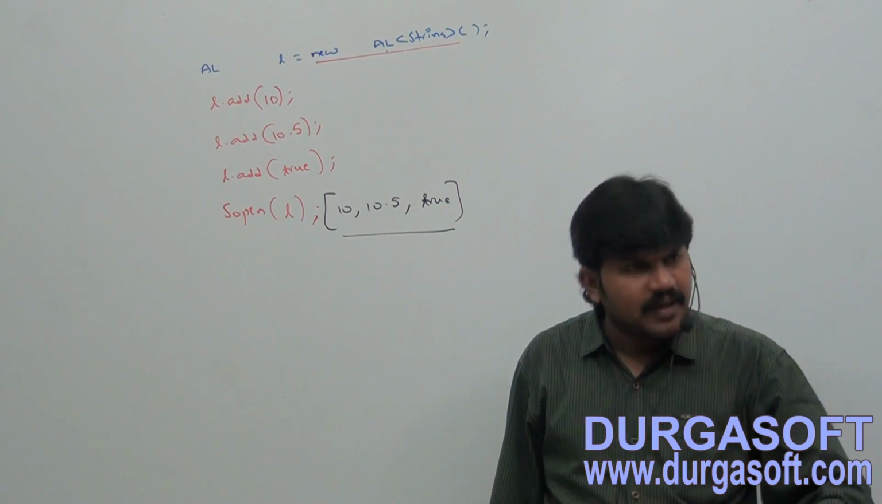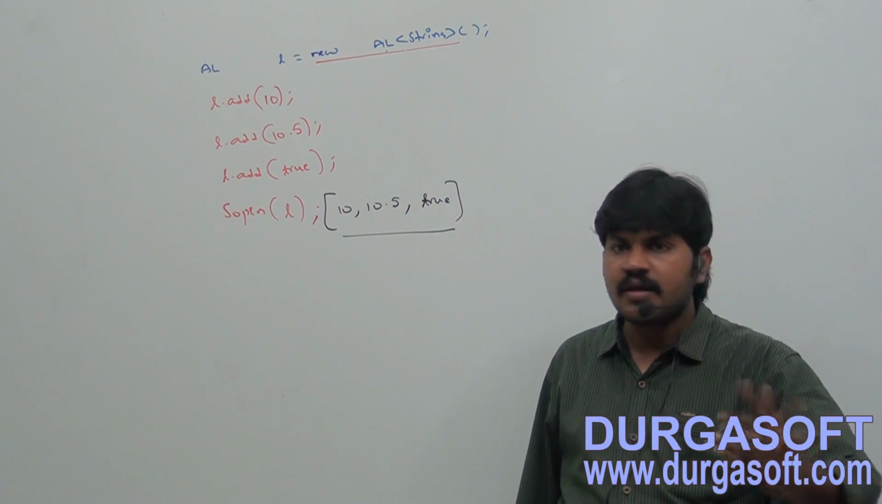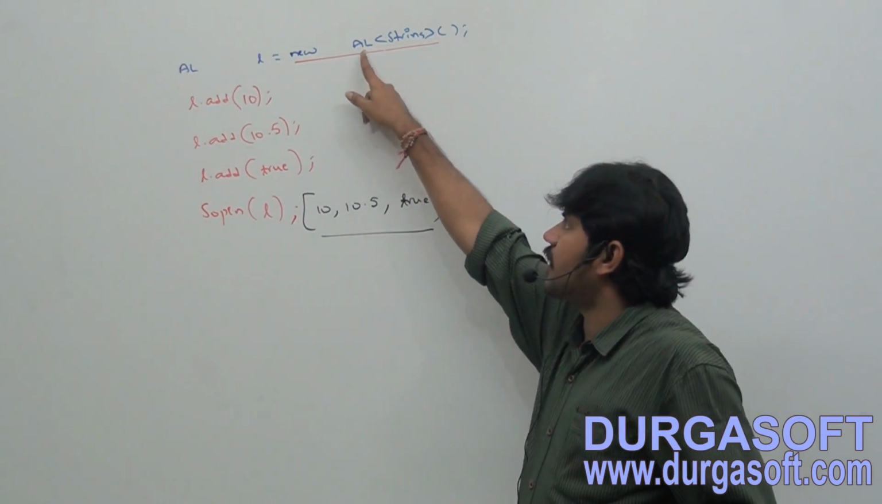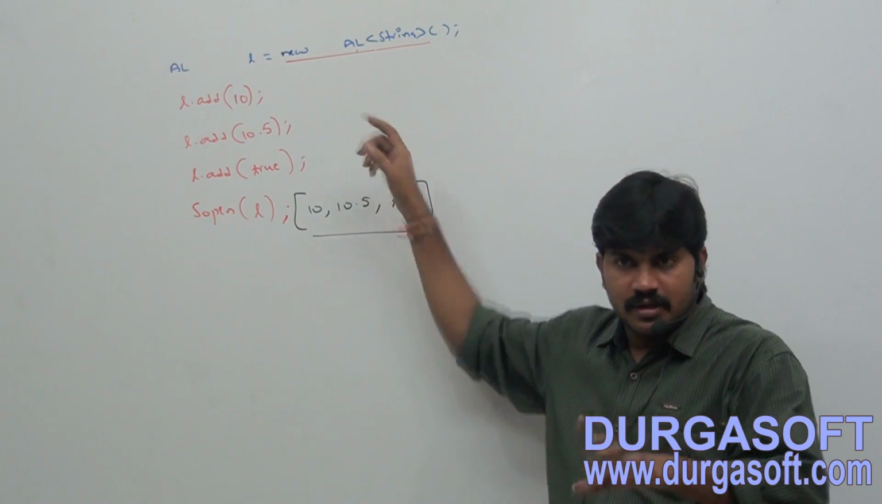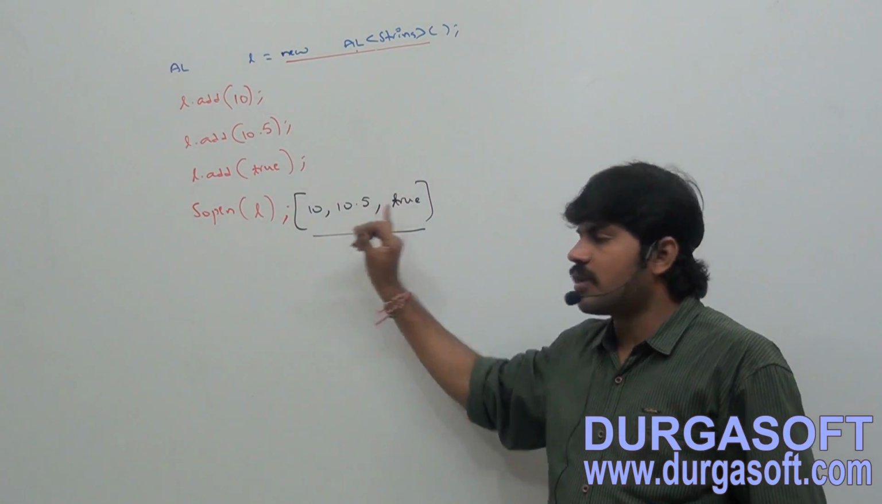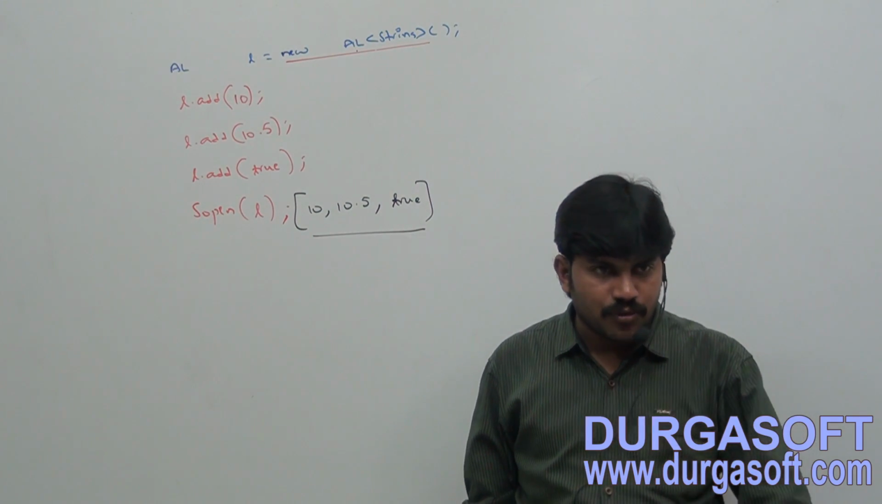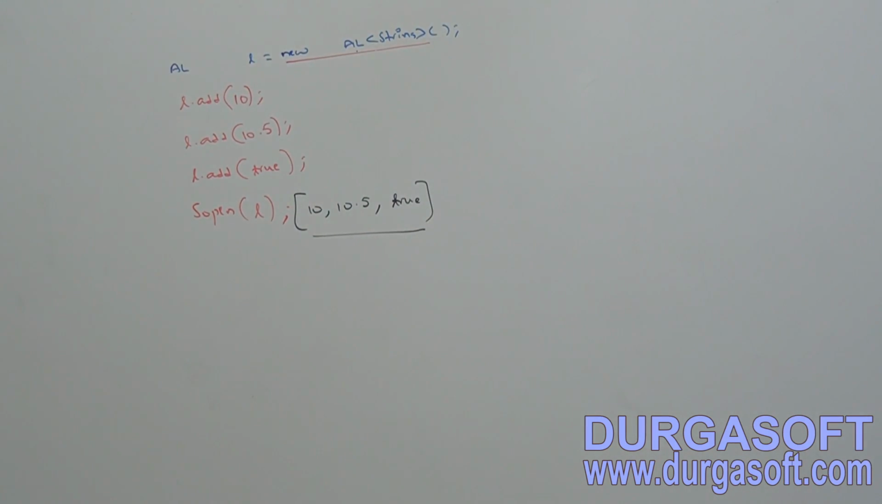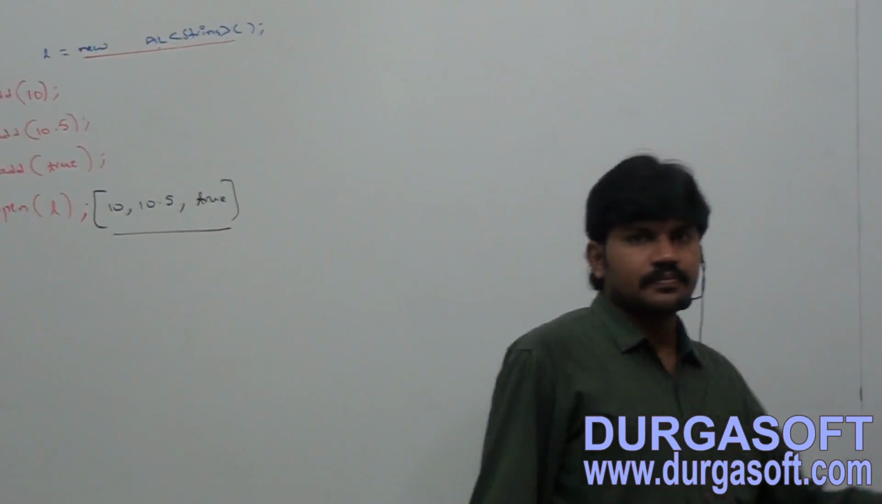If it really were there at runtime, then definitely I would have to get a runtime exception, because the runtime object I am taking is an array list of string. Is it clear? But there is no compile time error and no runtime exception. Simply the output we are going to get is 10, 10.5, true. Okay, let me show the proof. Here, see, let me execute this code.